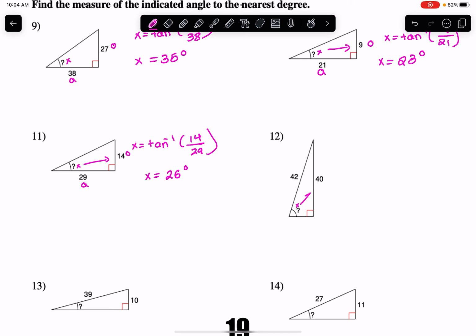For 12, I have opposite and hypotenuse. So here's a different one. We're going to use the inverse of sine. Opposite is 40, hypotenuse is 42. We're going to plug that into your calculator. So second sine 40 divided by 42, which gives us 72 degrees.